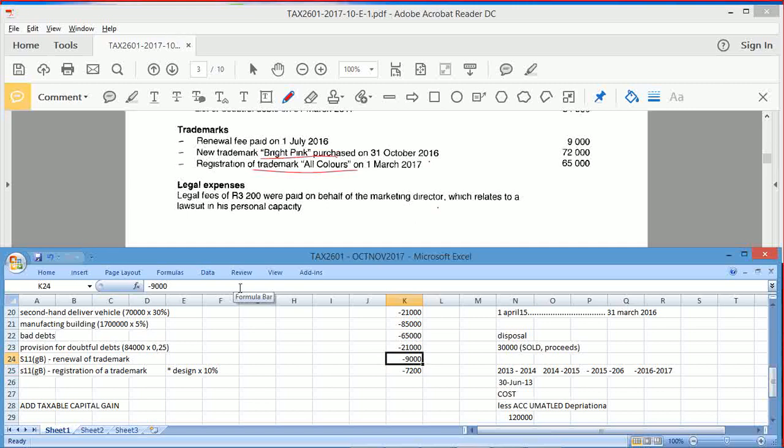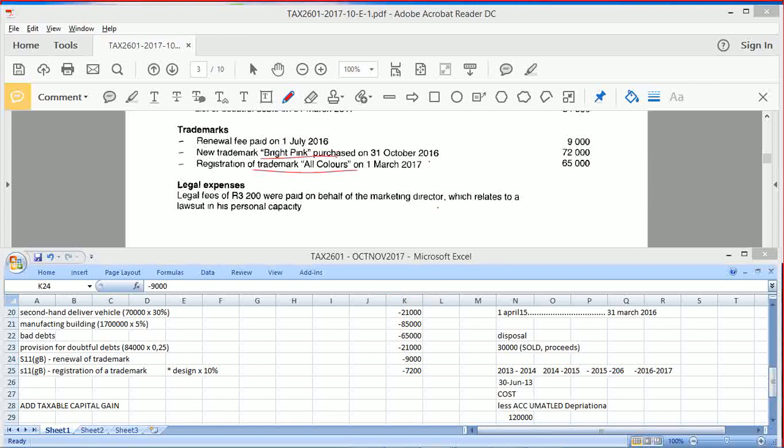Okay. Renewal of a trademark? A renewal, I don't know. Can I ask? I looked at, if you can see, page 15. It says here, the acquisition of a trademark will not qualify for a deduction, but only the renewal. So, bright pink, the 72, we would eliminate.